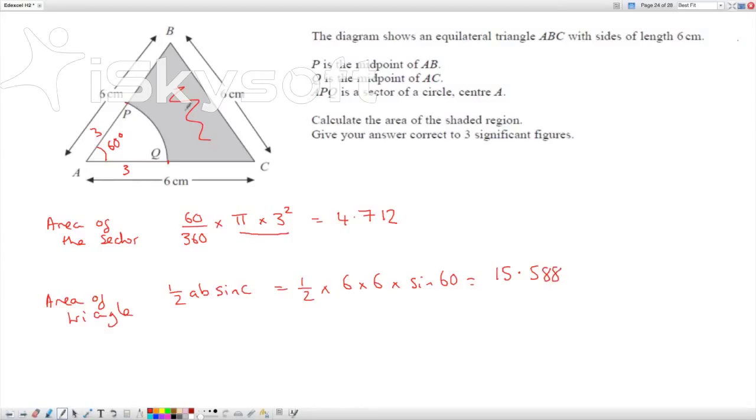We want to know the area of the shaded part. So the last step, the full triangle, subtract the area of the sector, gives us the area of the shaded area, 10.876. For 3 significant figures, 1, 2, 3, draw the line. This number's a big number, so the number in front rounds up to 10.9. Units, centimetres squared. So the area for the shaded part is 10.9 centimetres squared.